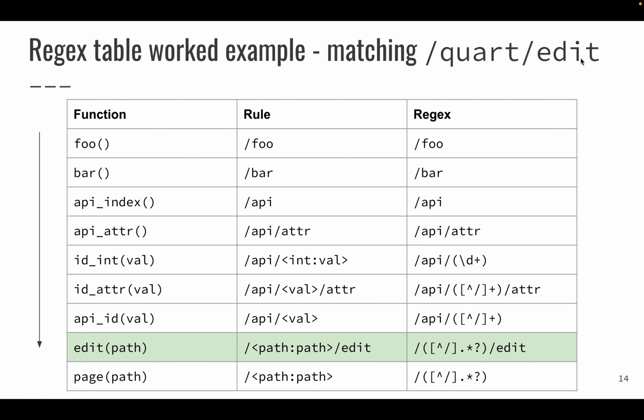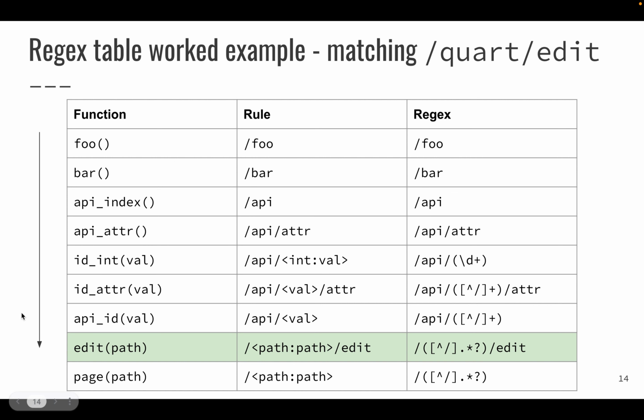And finally, /quart/edit. We go down, there's no match, and then we try this wildcard one, and it does match. And once again, you can see why the ordering is quite important, because this would also match, but we want this to match in preference if it can. And once again, it will pick out everything but the /edit as the group and pass that in as the argument.